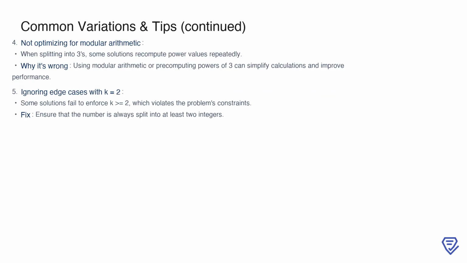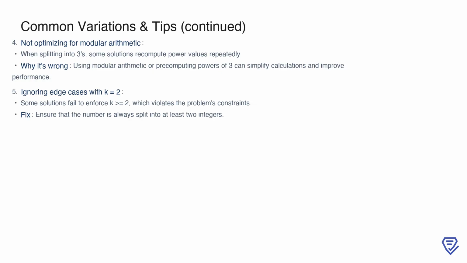Another mistake to avoid involves optimizing calculations when splitting into 3s. Some solutions recompute powers of 3 repeatedly, which is inefficient. Instead, modular arithmetic or pre-computing these values can simplify the logic and improve overall performance.